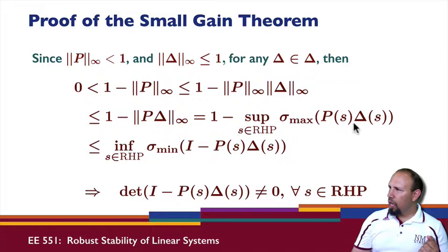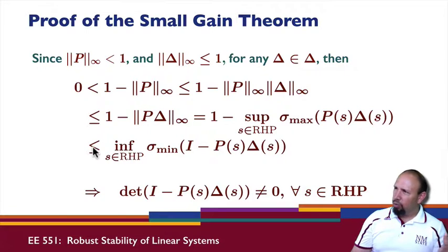So this quantity is actually, we say, less than or equal to. Really, it should be equal to the infimum over S in the right half plane of this quantity. Okay, so this quantity is greater than or equal to 0. The smallest of the singular values of I minus P delta is strictly greater than 0.